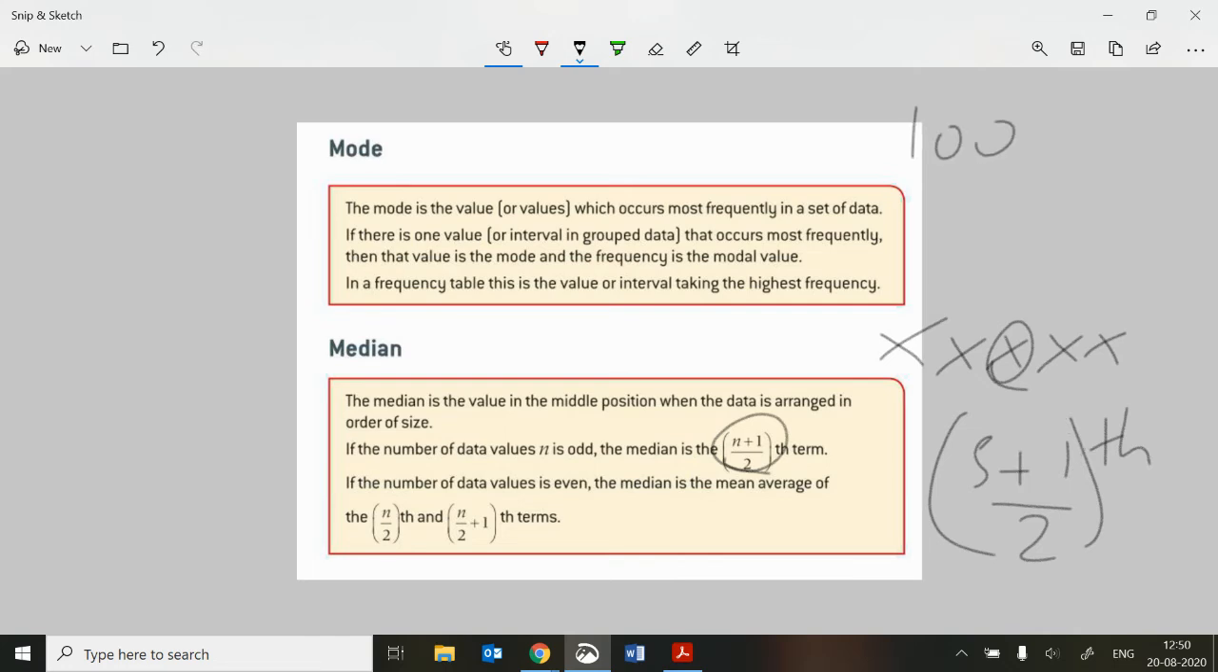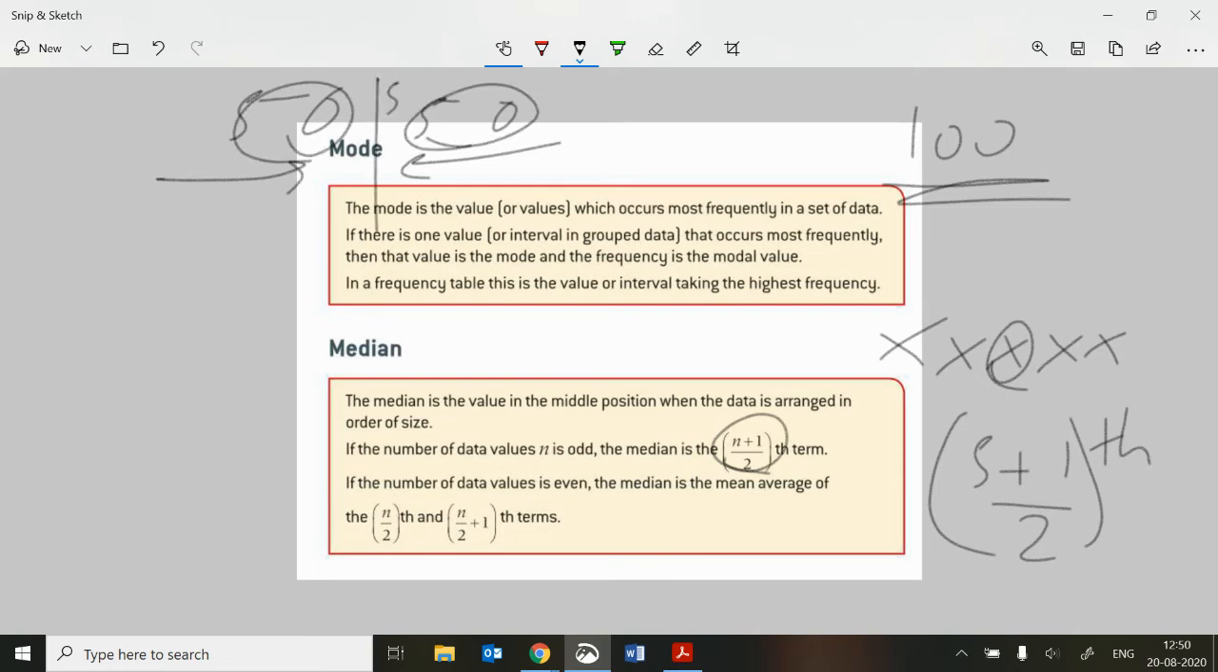If you have 100 pieces of data, then the middle pieces of data are the 50th and the 51st. You have 50 on one side and 50 on the other side, and in the middle you have the 50th value, but the start of the next one is going to be the 51st value. And that's what they're talking about here. n divided by 2 and n divided by 2 plus 1 gives you the two terms which you need to average in order to find the middle term, if there is strictly no middle term. And that's going to happen when you have an even amount of data.